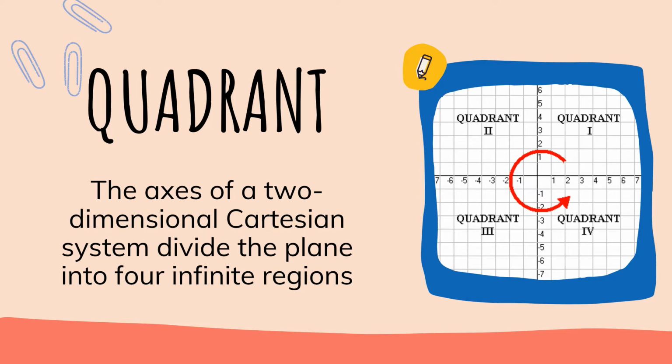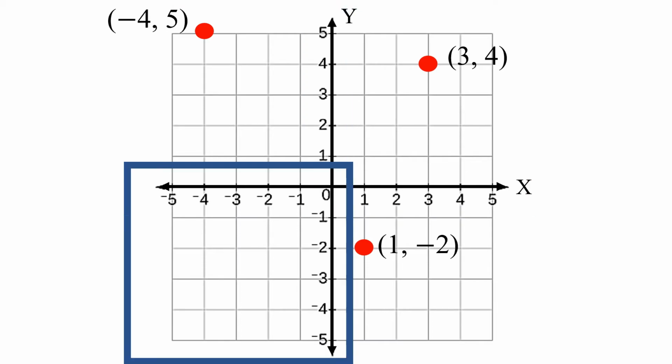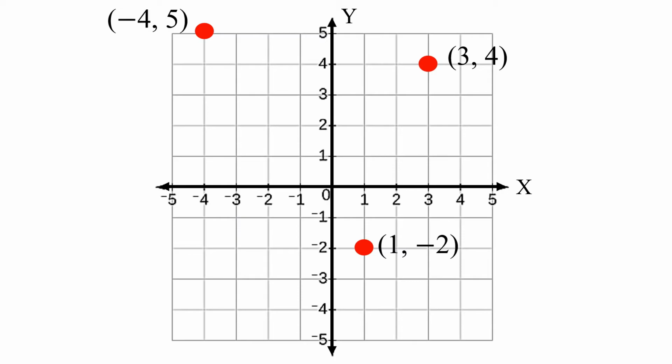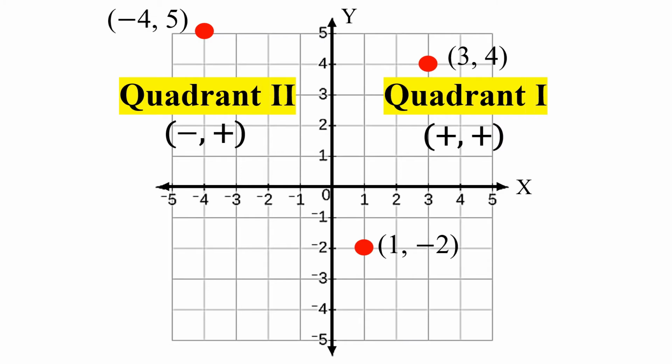And then lastly, we have quadrants. The axes of the two-dimensional Cartesian system divide the plane into 4 infinite regions. Now, if you look at your coordinate plane, you notice that we have 4 sections: top right, top left, bottom left, and bottom right. So this (3, 4) right here is considered quadrant 1, wherein the signs of the x and y coordinates are both positive. I am going to jump to the left where (-4, 5) is. This is considered quadrant 2, wherein x is negative and y is positive.